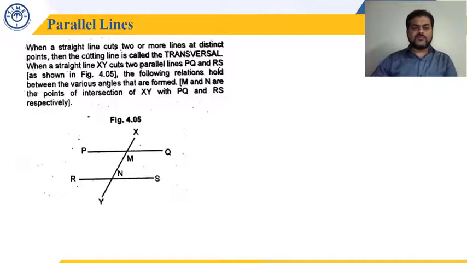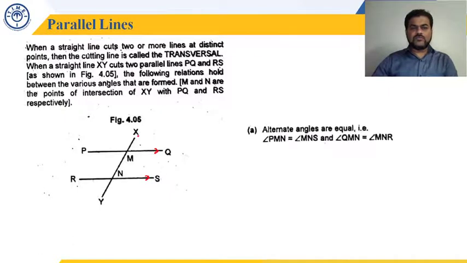Let's look at parallel lines. So here PQ and RS are parallel lines. Okay, and this line XY is known as a transversal. So whenever a line cuts two or more parallel lines, then it is known as transversal. So here the line XY is transversal, and PQ and RS are parallel lines, which we can denote by arrows. Okay. Now let's say what are the properties here.